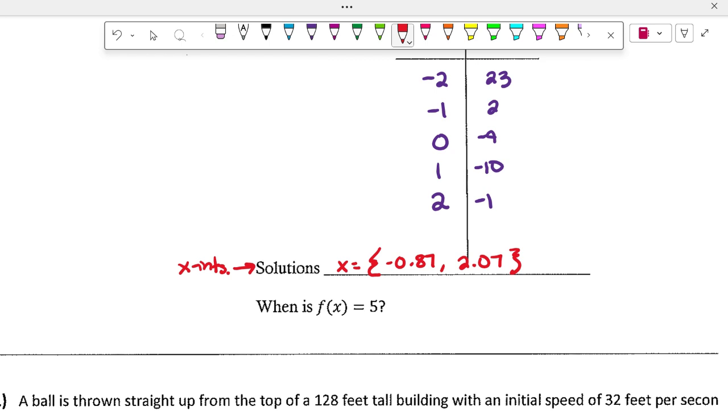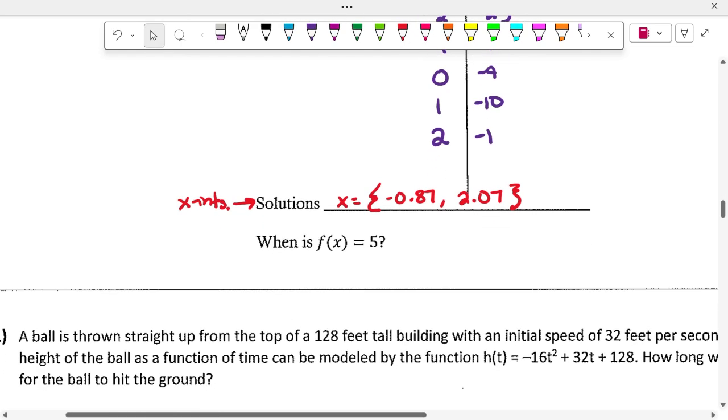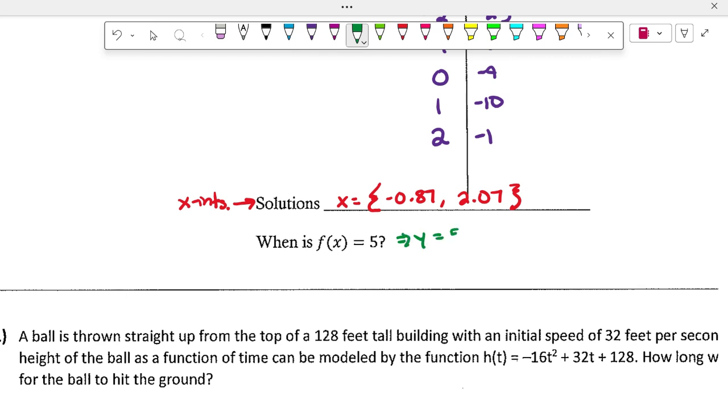All right, now, this last one. F of x is equal to 5. What are we actually looking for when y is equal to 5? So that's the same thing as y is equal to 5. How can I use Desmos to help me find that? Because you can.